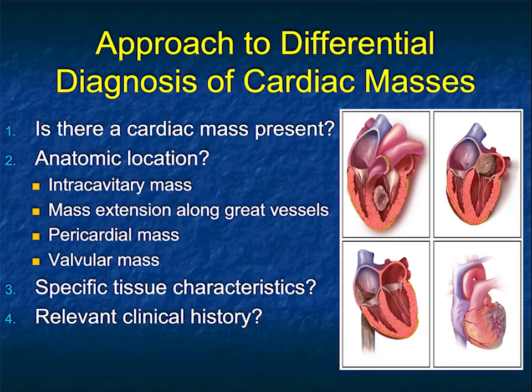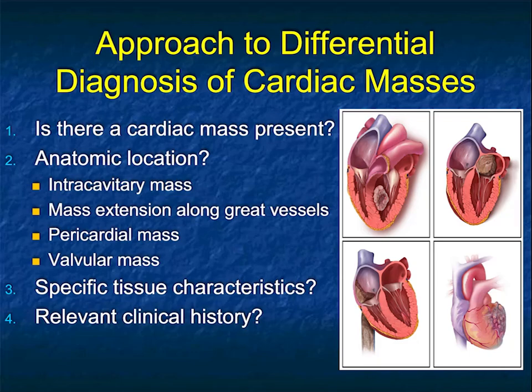Also, you're going to see things that simulate tumors like thrombi. So let's go through a number of different things. We'll look at an approach and we'll look at some really nice examples. So the first thing is, what's your approach to a cardiac mass? So first of all, is there a mass present? And if it's present, where is it?